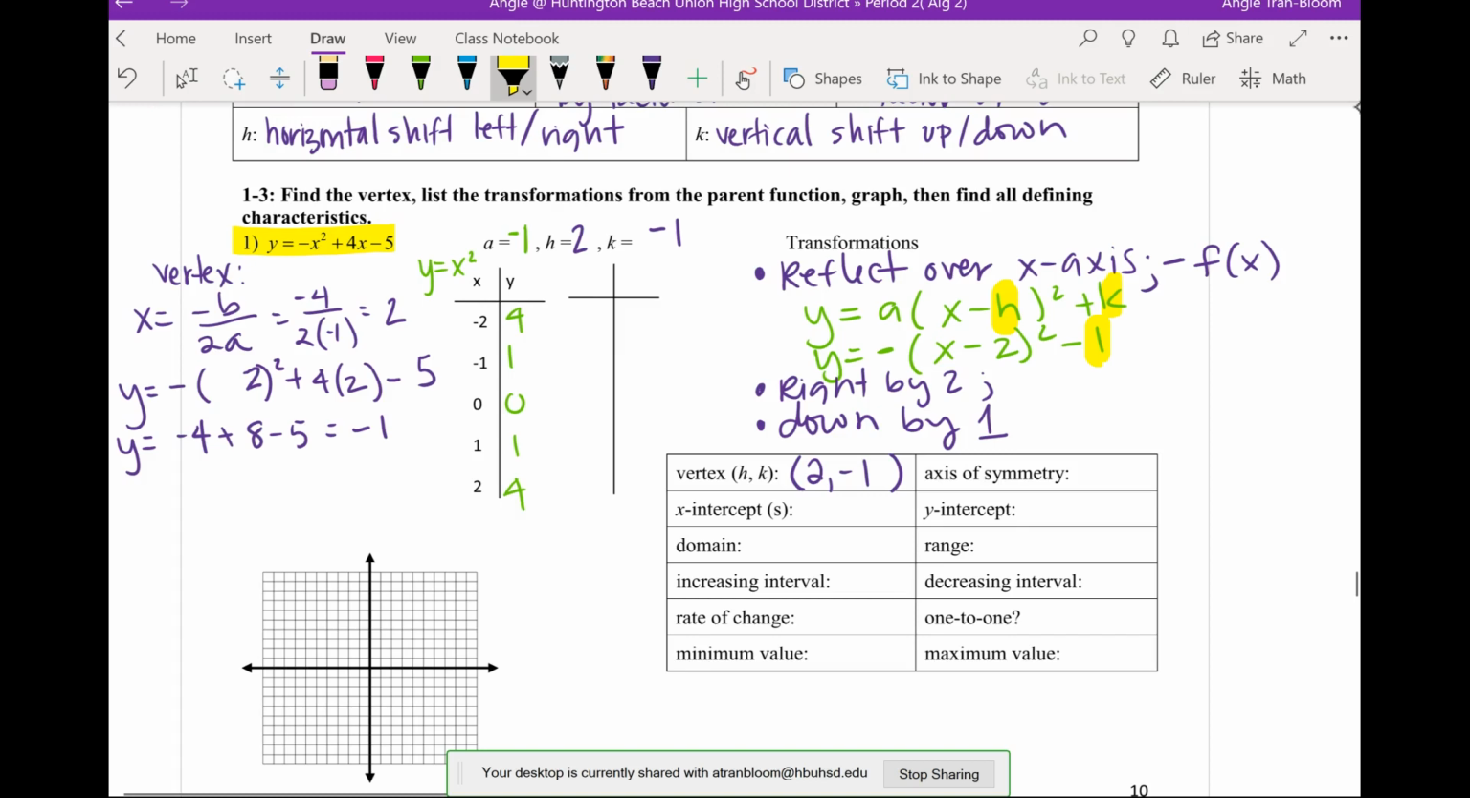Yeah, remember, up and down, Hannah, even though our original equation is in standard form, the transformation is the h and the k. That's why we find the vertex first.